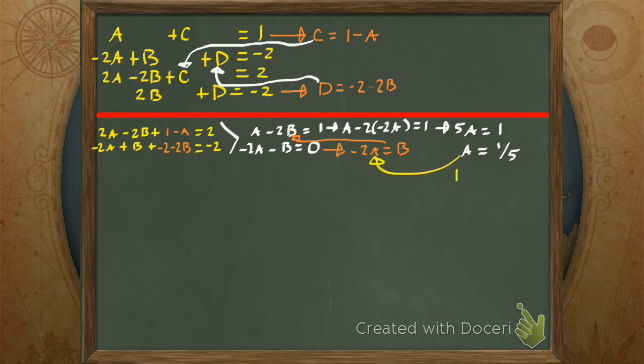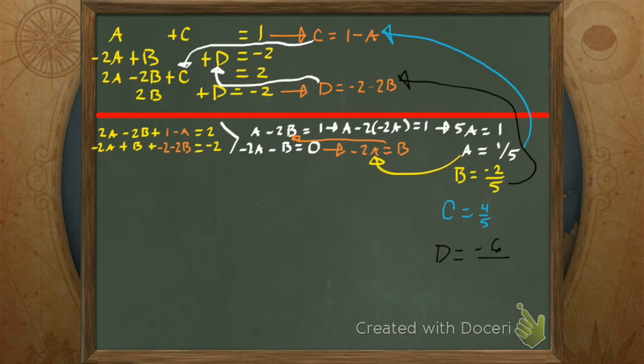Now that I got my A, I'll put it right there. My B is minus 2 fifths. Now that I got my A and my B, I stick my A right there, and I see my C is 4 fifths. Now that I got my C to be 4 fifths, I stick my B right there, and I got D is minus 6 fifths.